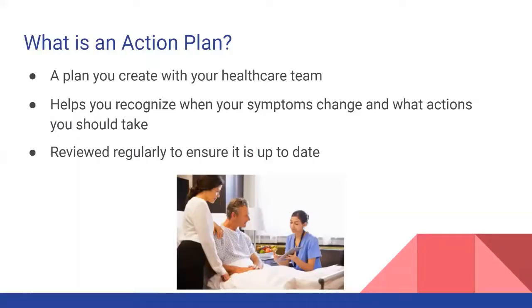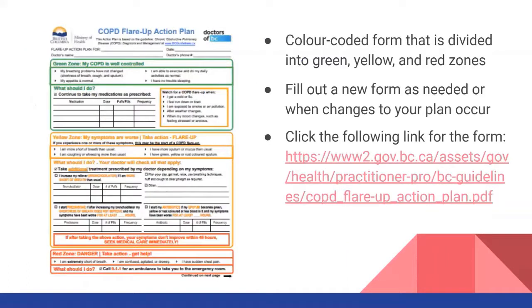What is an action plan? An action plan is a document that you create with your healthcare team that helps you recognize when your COPD symptoms change and guides what actions you should take. Action plans are reviewed regularly to make sure that they are up to date. Action plans are divided into 3 color-coded zones, with each zone describing symptoms and management. A new action plan is formed when needed or when changes occur to your plan.